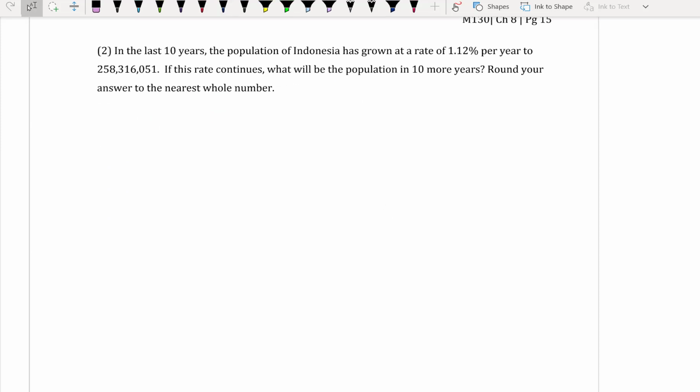For number 2, in the last 10 years, the population of Indonesia has grown at a rate of 1.12% per year to 258,316,051. If this rate continues, what will be the population in 10 more years? Round your answer to the nearest whole number.